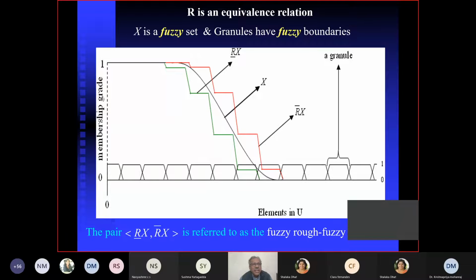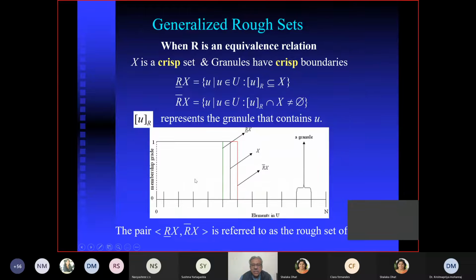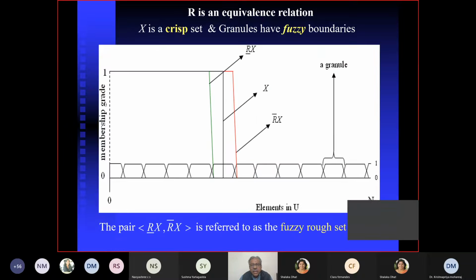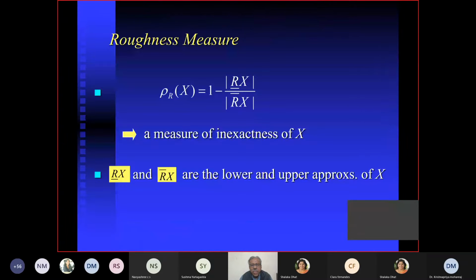Similarly, if there is no fuzziness in the set or granules, then I do not need to go by all those things. If only fuzziness comes in one of the sets, then accordingly I get one. And as you can see, if one of them is fuzzy, the lower and upper become fuzzy. In the earlier case, that is crisp, lower and upper were crisp. Here it is fuzzy.